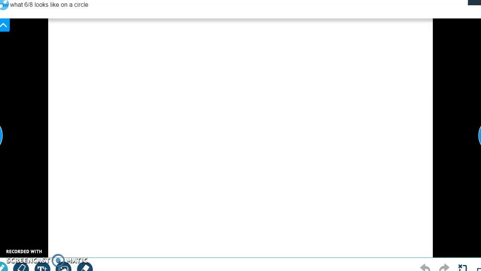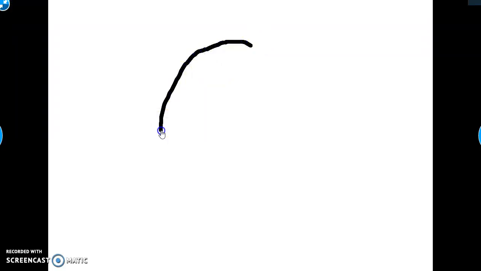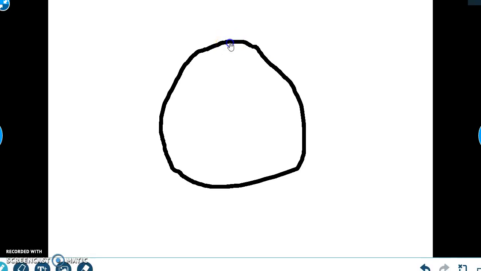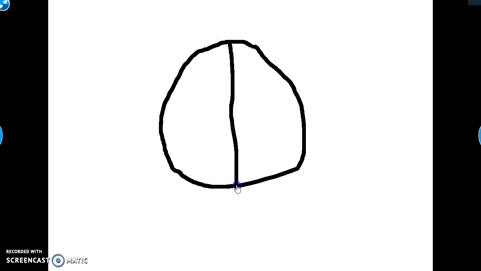The next question says, draw what 6/8 looks like on a circle. So this is fun because they get to draw on their iPad or their phone or whatever. It doesn't have to be perfect, and the students know that. But here's kind of what they would do. They would just draw a circle, divide it into eighths.